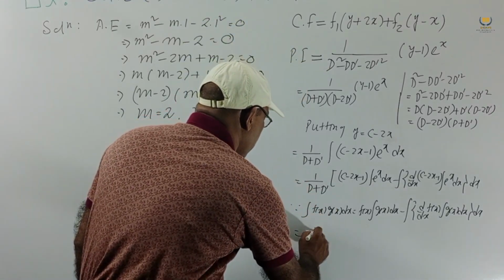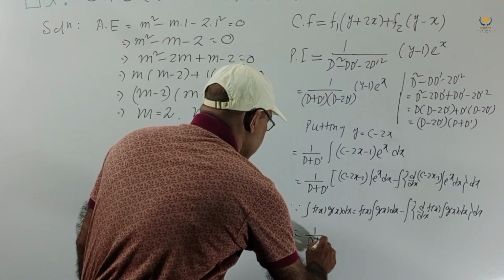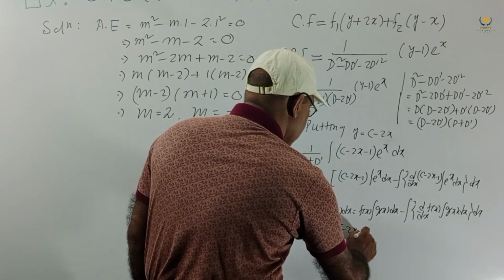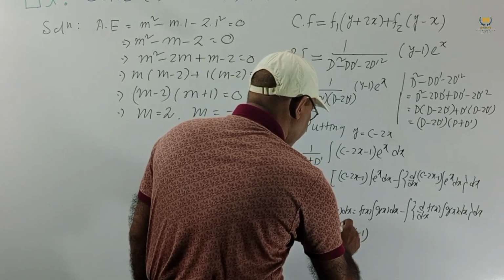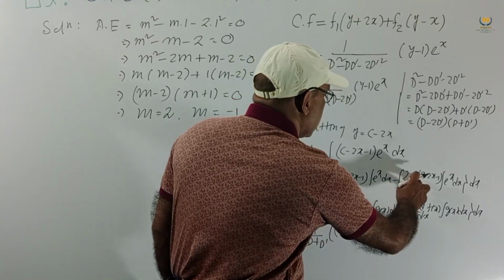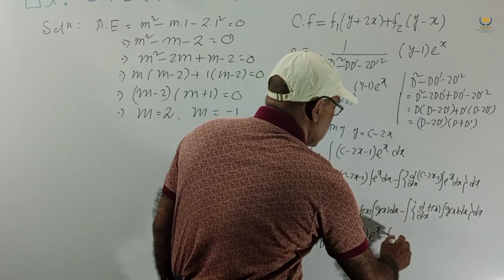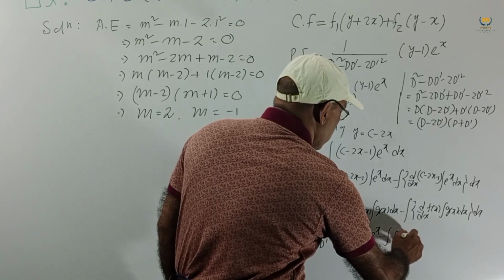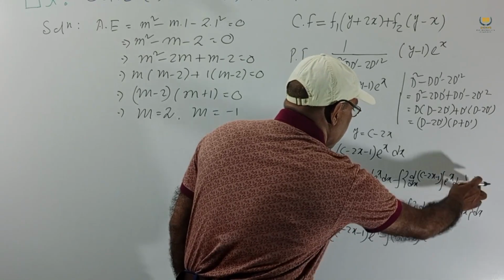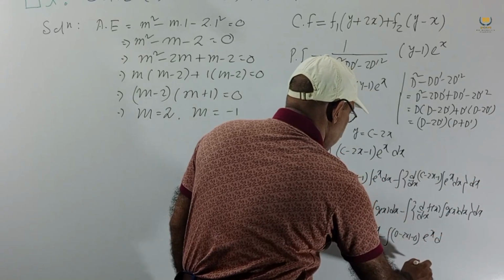So this will be c minus 2x minus 1 times integration of e to the power x, minus the integration of, d/dx of the first is 0 minus 2, that is minus 2 into 1, and integration of the second is e to the power x, dx here. We write this.